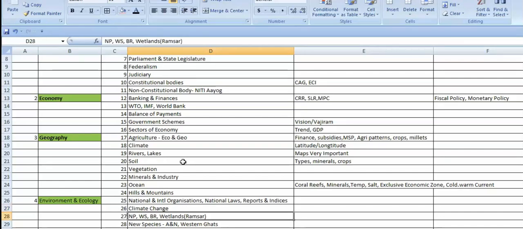And then national parks, wildlife sanctuaries, wetlands, basically Ramsar. Okay, that is very, very important. Very, very important, the Ramsar sites. What are the recent Ramsar sites that have been included? I have seen some photos in the Digital Bureaucrats Hub.